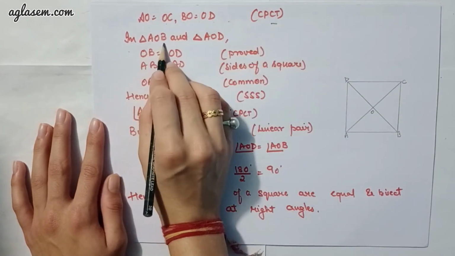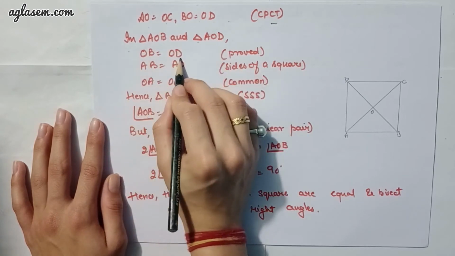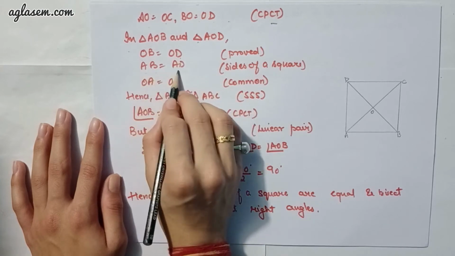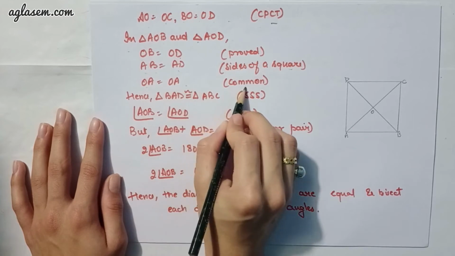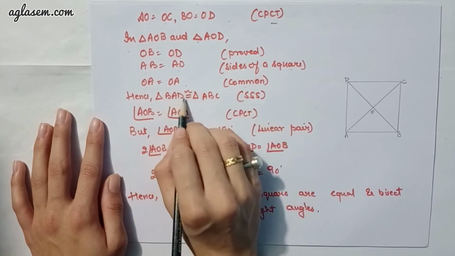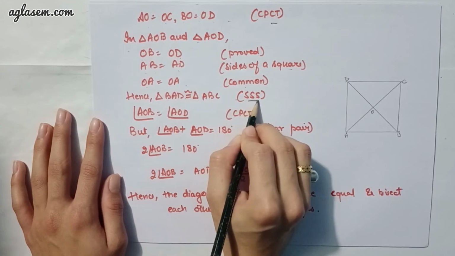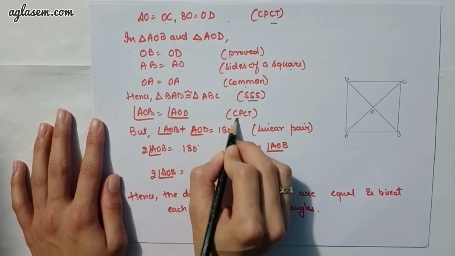So in triangle AOB and triangle AOD, OB is equal to OD, that we have proved earlier. AB is equal to AD, that is the sides of a square, and OA is common. Therefore, triangle AOB is congruent to triangle AOD by the SSS property. Further, angle AOB is equal to angle AOD by CPCT.